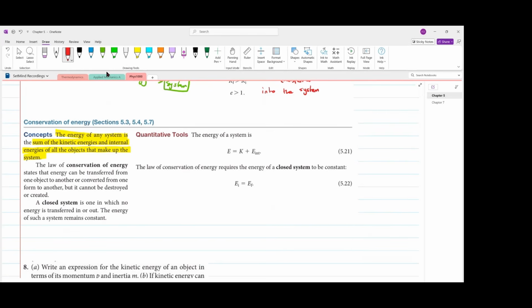Because actually you can say energy is kinetic plus chemical plus potential plus, what else is there? Electromagnetic plus nuclear plus solar, and you can keep going on and on because we know.